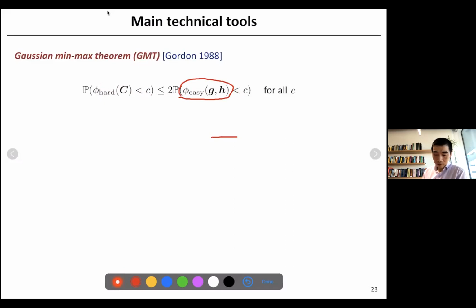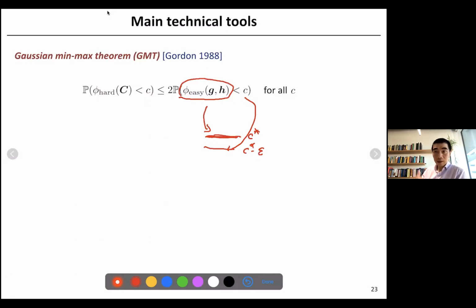Suppose phi easy concentrates around this constant. And then we say if we pick C to be this constant minus epsilon. So you have a C star, and then you have C star minus epsilon. Then we know that the probability that phi easy is less than C star minus epsilon is going to 0. And because of this inequality, the probability that phi hard is also less than C star minus epsilon also goes to 0.